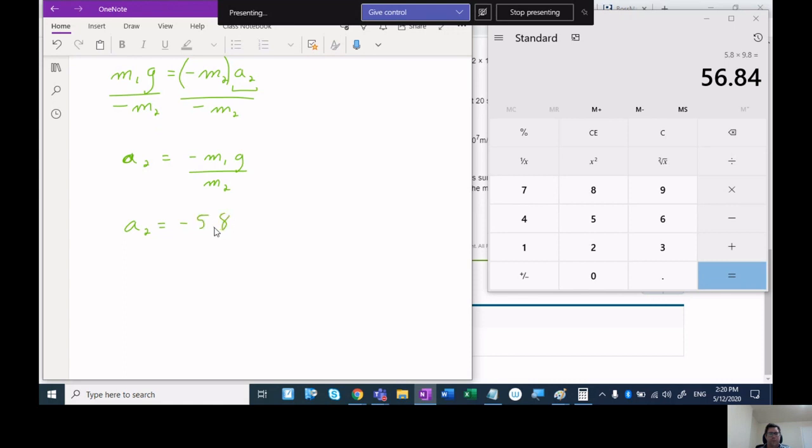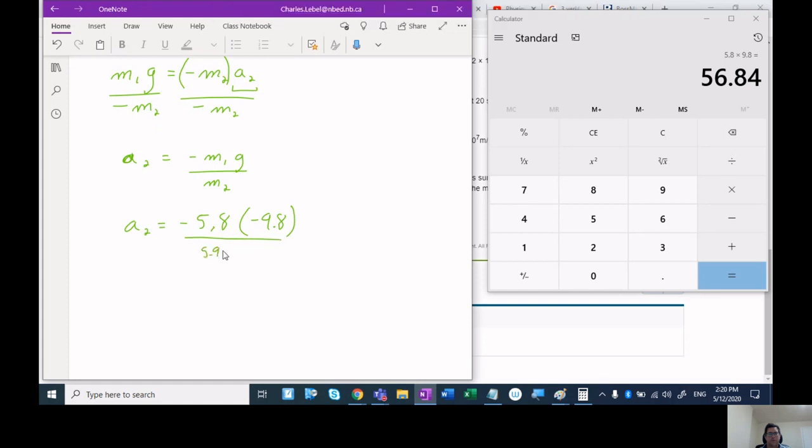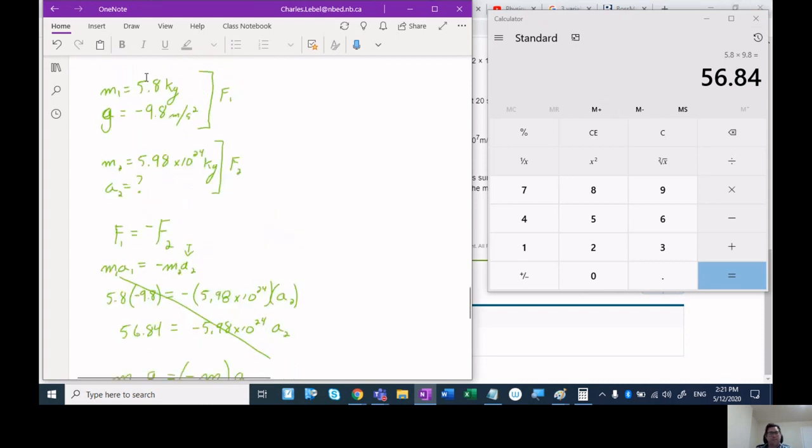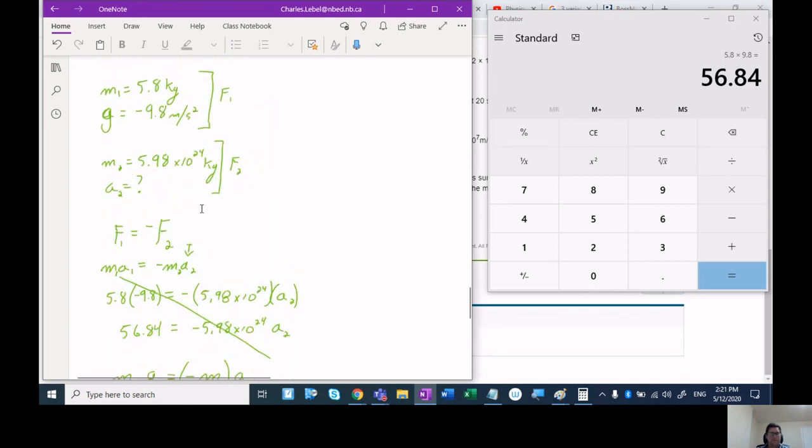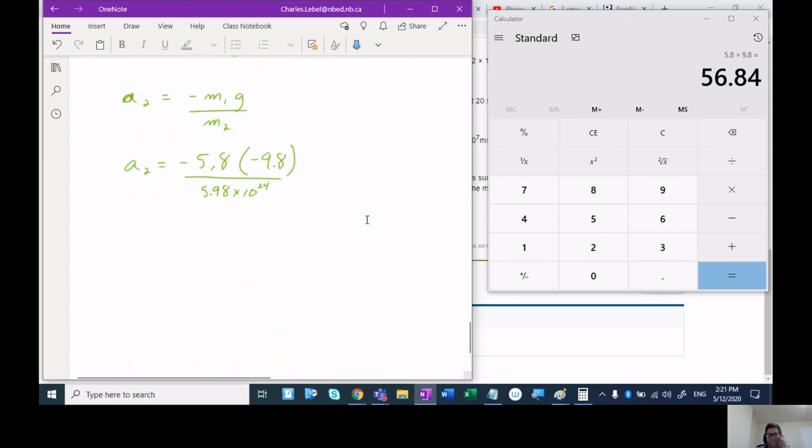What was it? 5.8 multiplied by minus 9.8, divided by 5.98 times 10 to the 24. Don't mix up your masses. M1 is 5.8 and M2 is the mass of the Earth. Don't mix that up.